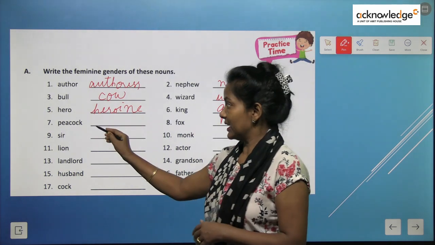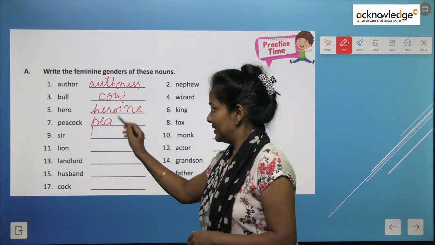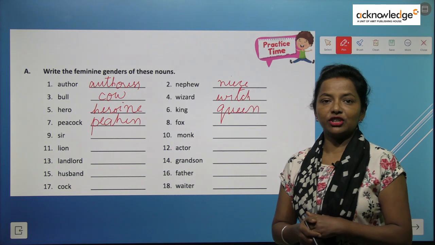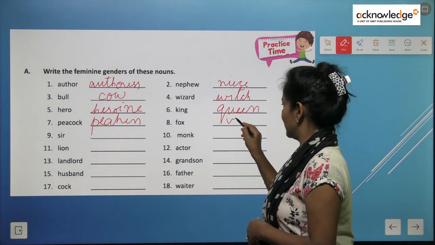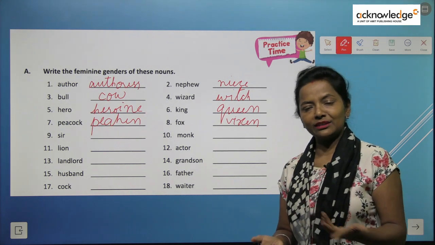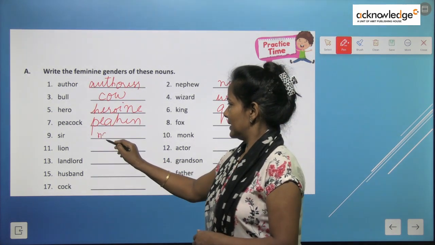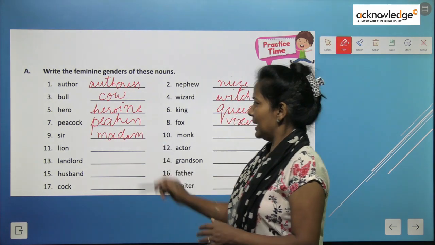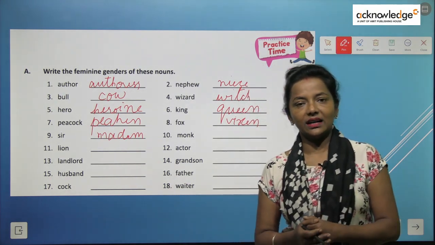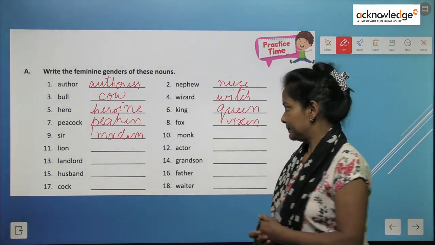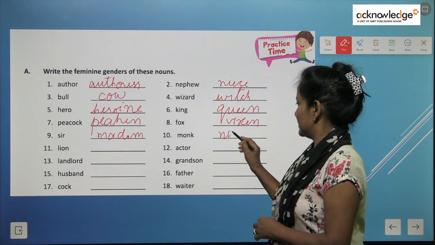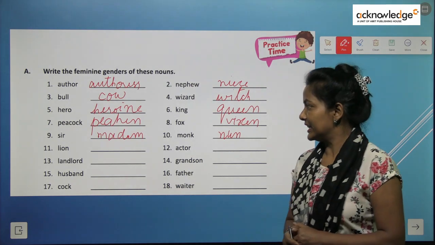Peacock. पहले भी आपको बताया था peacock का peahen. It's peahen. Fox. What is the feminine gender of fox? Vixen. V-I-X-E-N. Vixen. Sir. Madam. M-A-D-A-M, madam. You all know in school you address your male teacher as sir and female teacher as madam. Monk, nun. The feminine gender of monk is nun.